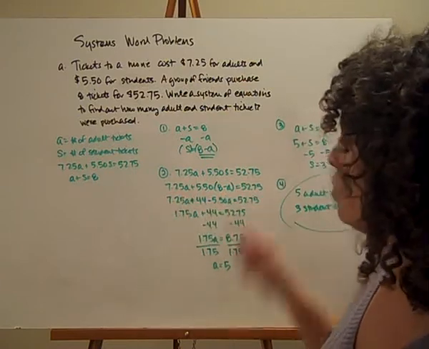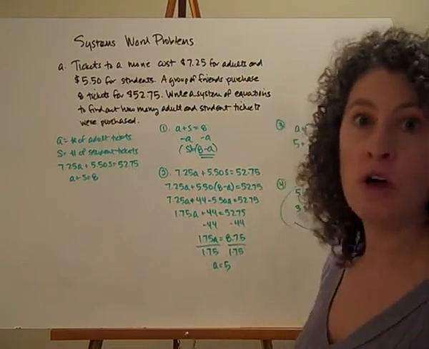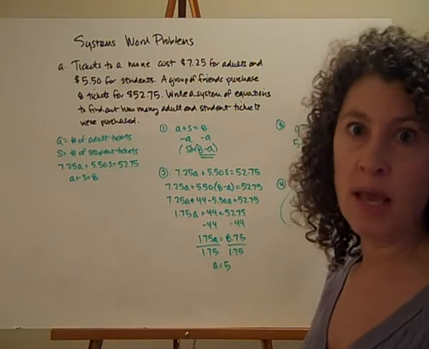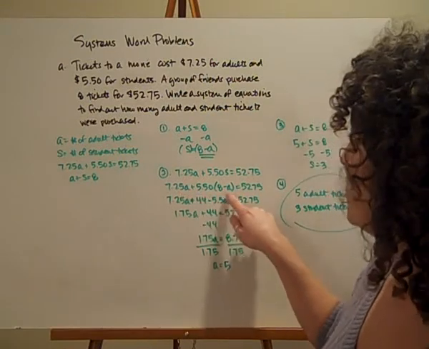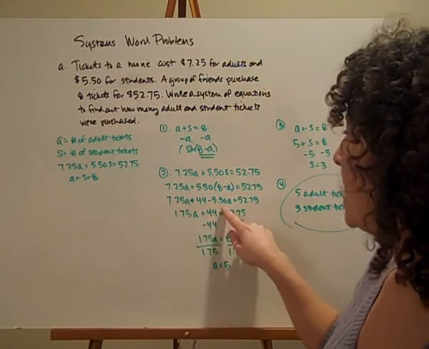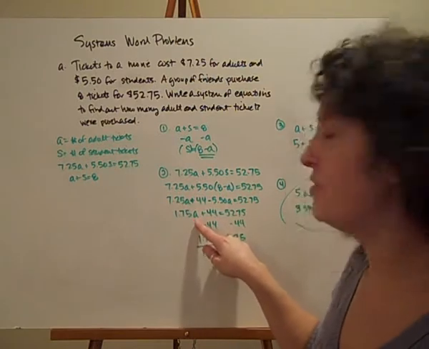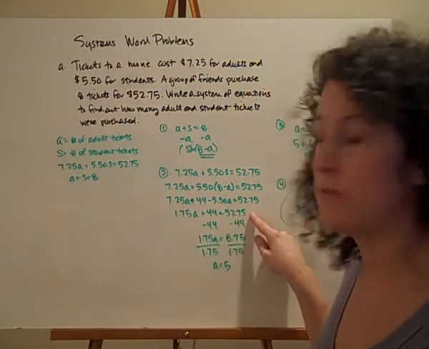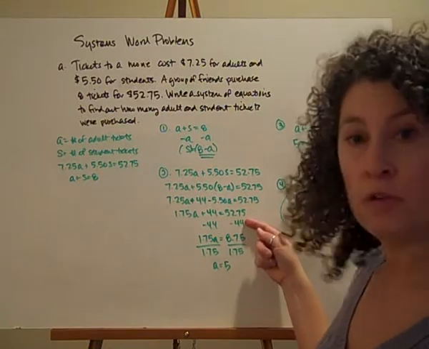So from here I only have one variable. I just have my a. So now I just use my solving equation steps to get the a by itself. So here I use my distributive property. Next I combine like terms. I get 1.75a plus 44 equals 52.75. I'm going to subtract 44 from each side.